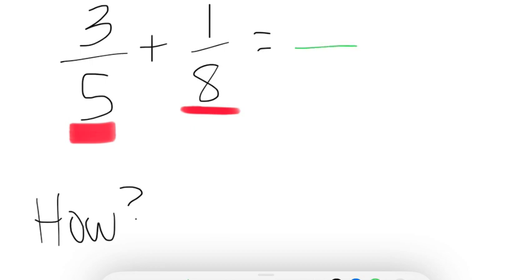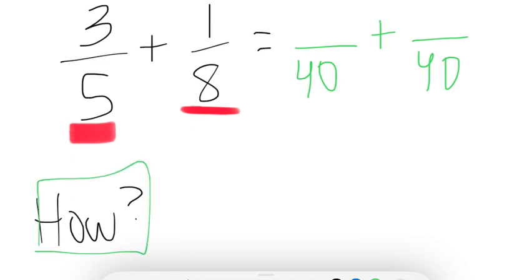So I'm going to rewrite my problem here as something over 40 plus something over 40. And now we have to think of, again, this how question. How did I do that? Well, 5 times 8 is 40, and there's the rule of whatever I do to the bottom, I do to the top. That's how we set up an equivalent fraction.